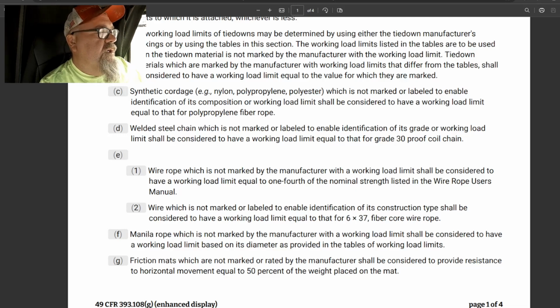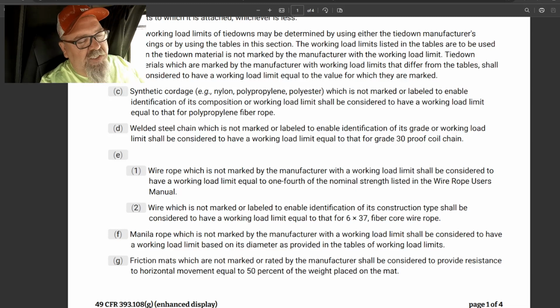Now friction mats I use all the time, but I don't give them a load limit rating, a WLL, because of the fact that it's really just to protect my straps or my chains or whatever I'm using it for. I'm not using it as part of my securement system. However, friction mats which are not marked or rated by the manufacturer shall be considered to provide resistance to horizontal movement equal to 50% of the weight placed on the mat.